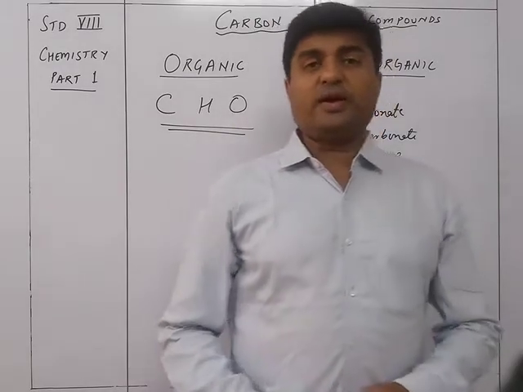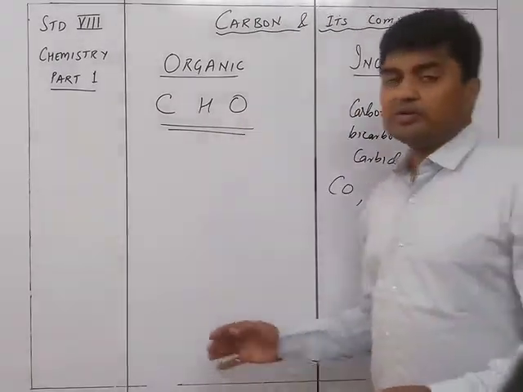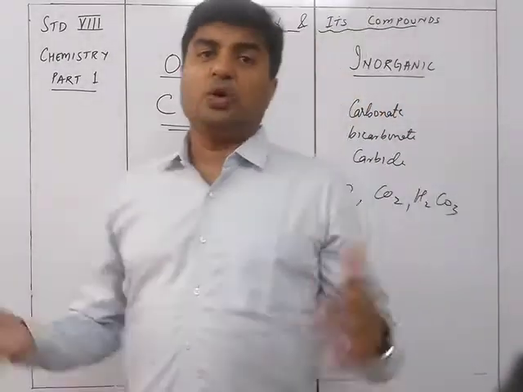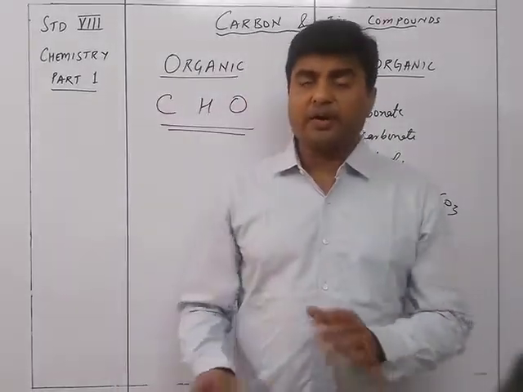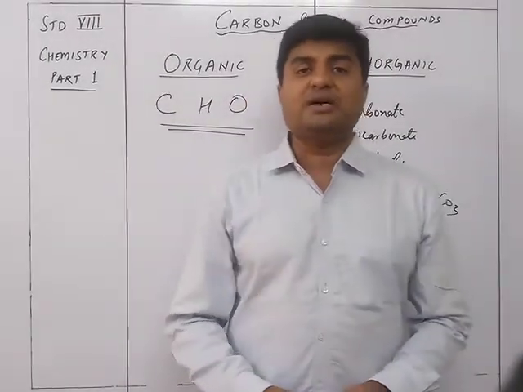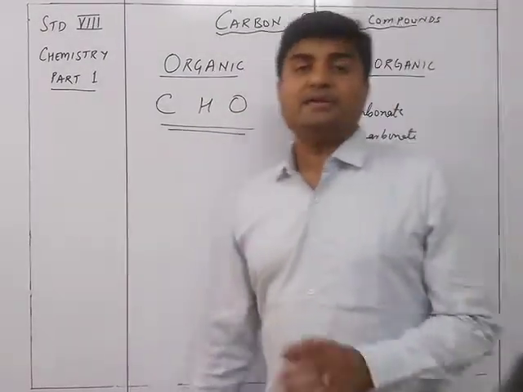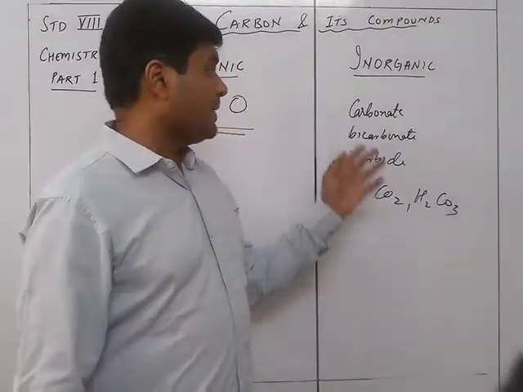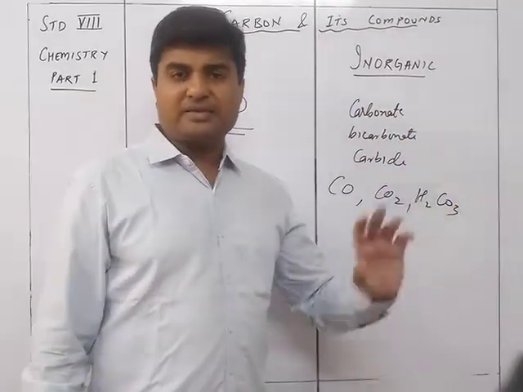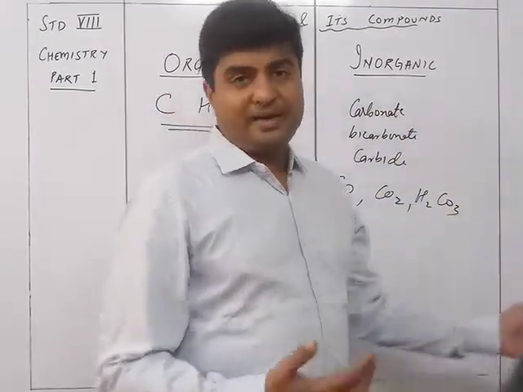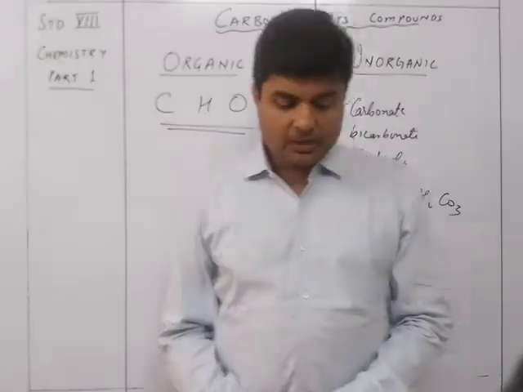So in this way, you can find that the carbon compounds can be mainly divided into two parts: the organic part and the inorganic part. The organic part is mainly concerned with the compounds which are formed by carbon, hydrogen, and oxygen. Whereas the inorganic part will be the one which forms carbonates and bicarbonates and carbides. So all these are inorganic compounds.